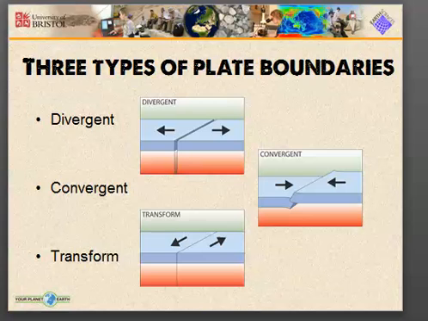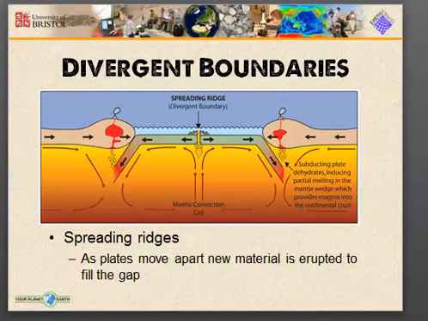So we have 3 different types of plate boundaries. We have divergent, that's when our plate is moving apart, convergent when it's moving together, and transform when they're sliding past one another. So let's take a look at our divergent boundaries too. First, if you have 2 oceanic plates moving away from one another, you would think that you would have a big gaping hole in the Earth, but that is definitely not the case.